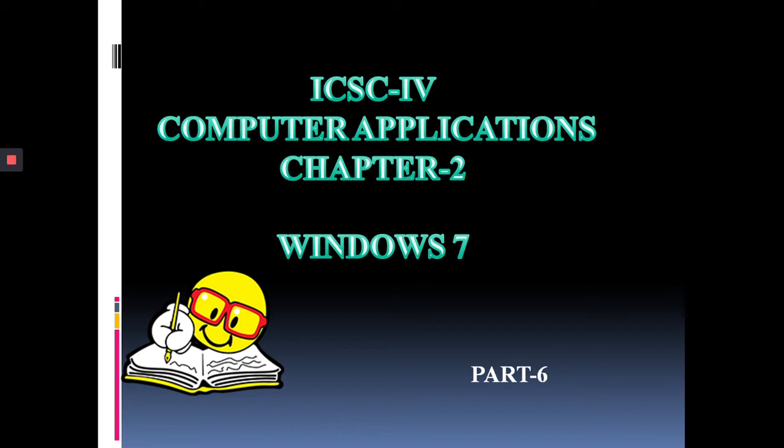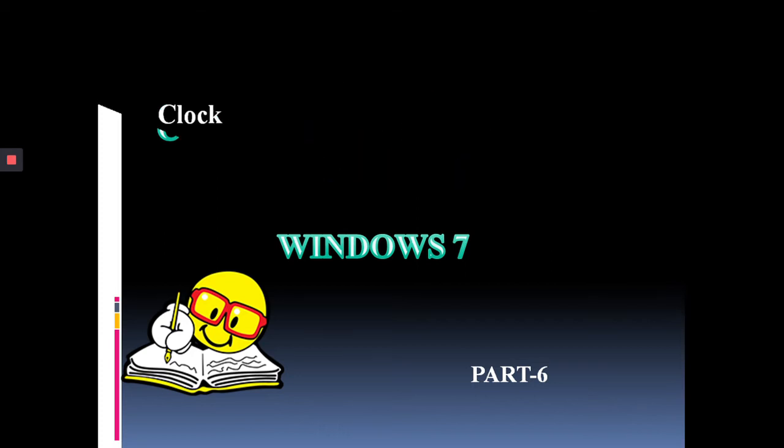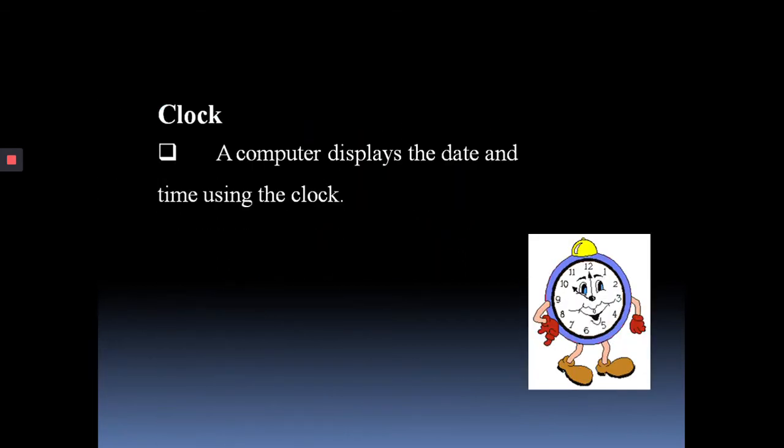Be safe and healthy. This is the continuation of ICSE 4th Standard Computer Applications, chapter 2, Windows 7. This is the part 6 video. Before going to the lesson, what did we learn in last class? Do you remember? Yes. In last class, we learned about Windows clock and how to set the date and time.